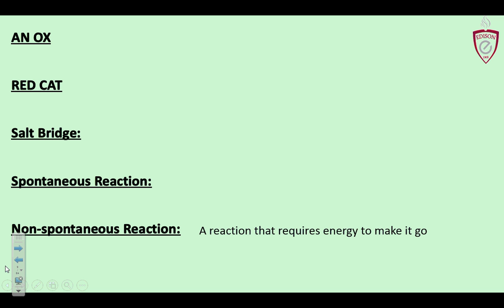Right, so that would be a non-spontaneous reaction, one that requires energy to get it to go. And from our previous unit, the kinetics and equilibrium, the activation energy. Yeah. A spontaneous reaction has a very low activation energy, so it goes automatically by itself. A non-spontaneous reaction is like the reverse, where you've got to pump a ton of energy into it just to get it started. Right.